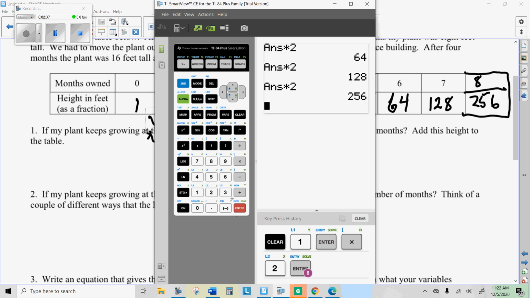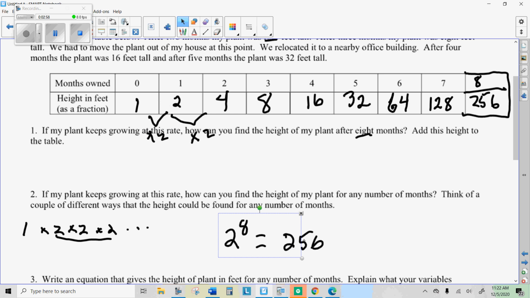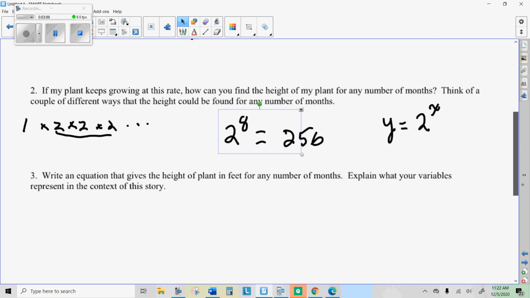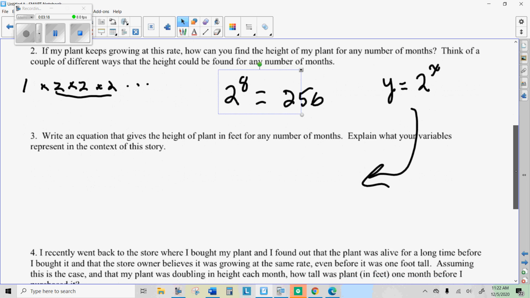But since we are just multiplying 1 times 2 times 2 times 2, etc., we could just use a power to represent all these. So we could just do 2 to the 8th power to get that 256. So if we use a variable to represent each of these, we could say that y is equal to 2 to the x. All right? And that's your answer here. Okay, so x is the number of months and y is the height of the plant.